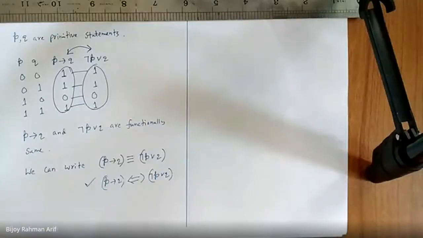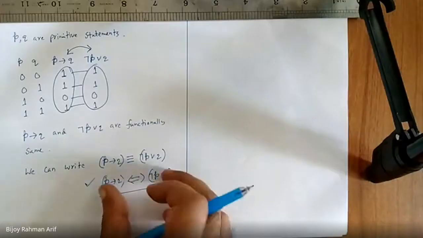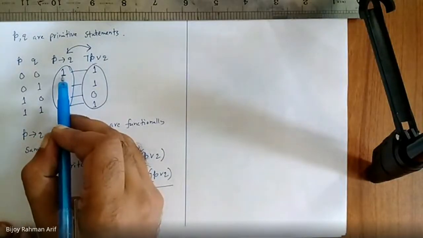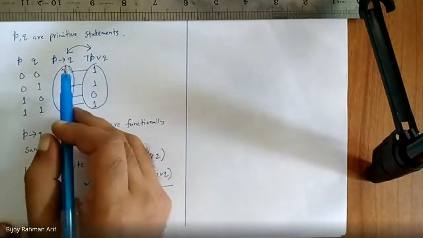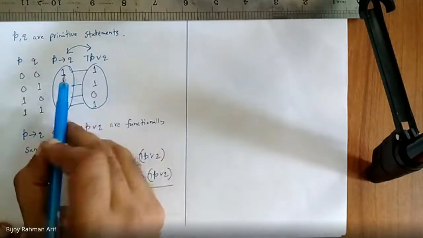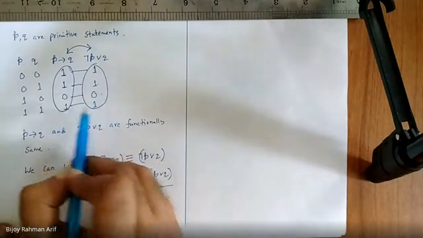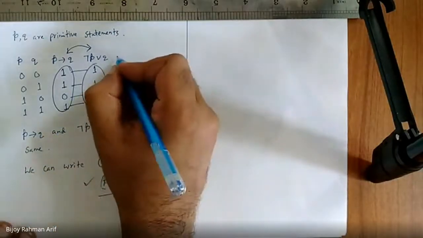Can you tell me what this symbol actually means? When two compound statements' truth values are the same, that means 1 against 1, 1 against 1, 0 against 0, 1 against 1, then what is the truth table for this?